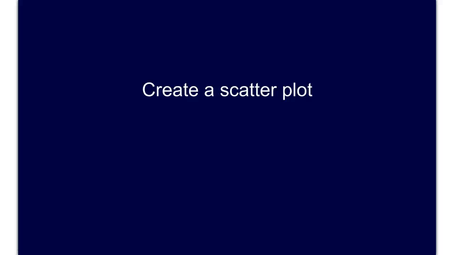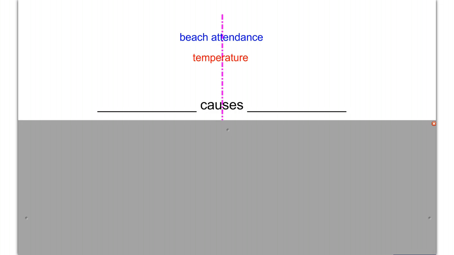Let's create a scatter plot. To create a scatter plot, you first need to make a quick decision between your two variables of which one causes which, because that will determine which one goes on the x-axis and which one goes on the y. If we're comparing beach attendance and temperature, we would have to decide which one is likely to cause the other.